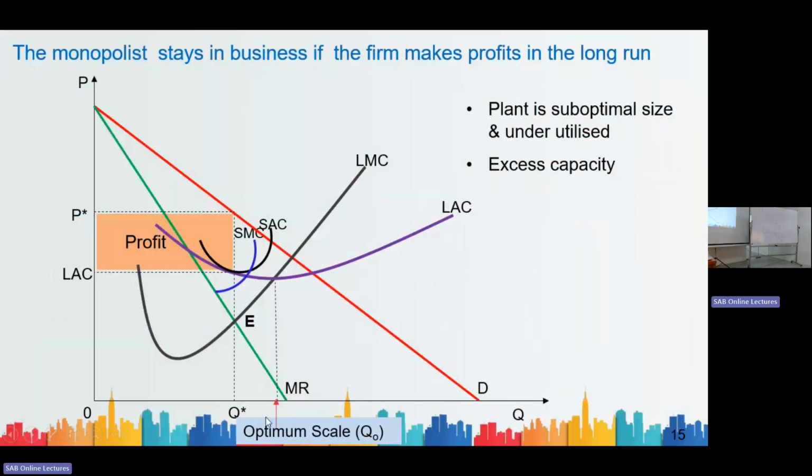So this firm does not utilize its scale at maximum. Instead, they are utilizing a scale below the optimum scale. So that is why we say the firm is operating with some excess capacity. If this monopolist wants, of course, he can reach this point without any issue. But in this example, this monopolist has stopped here. Anyway, in the long run, the monopolist is earning profits.